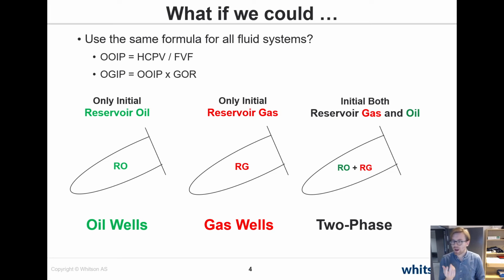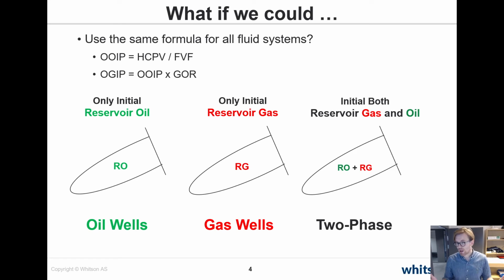What if we could actually use the exact same formulas that we use for the oil reservoir, which is essentially the hydrocarbon pore volume divided by the formation volume factor to get the oil in place? And then we do exactly the same thing for the gas in place: the original gas in place is equal to the original oil in place multiplied with some kind of GOR. That's very simple, and it would be great if we could use the exact same formula for every single well throughout our basin. And why is this relevant for unconventionals?